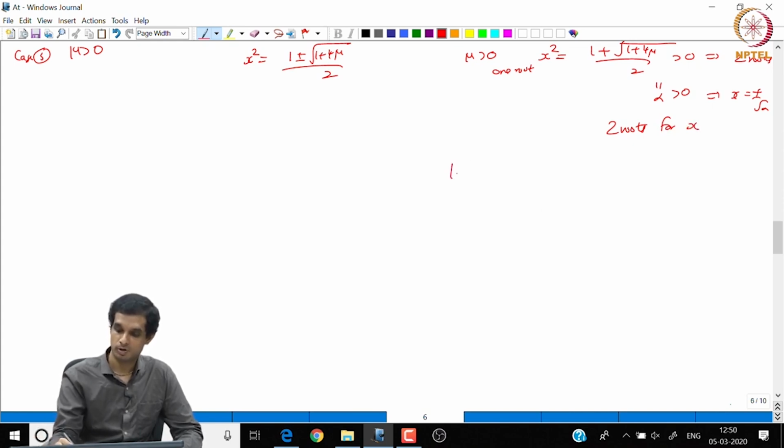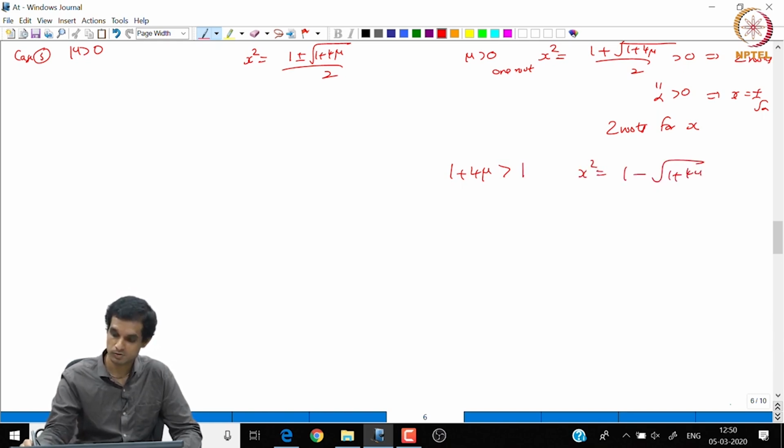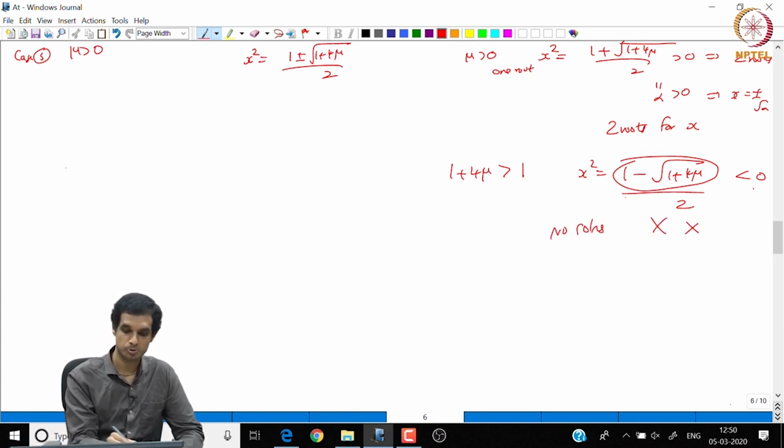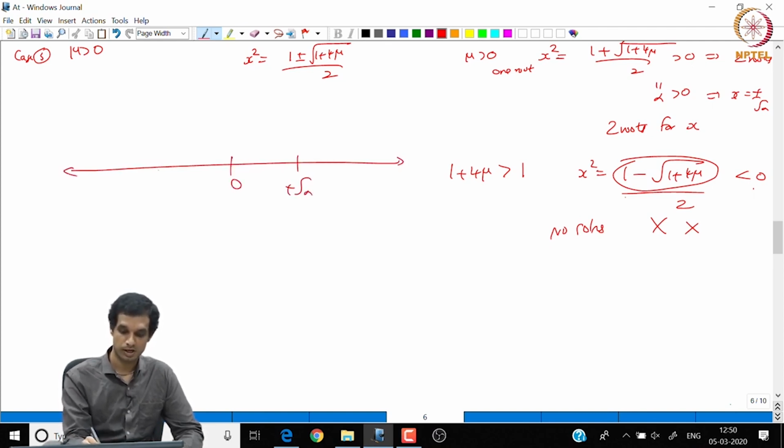But when mu is positive, 1 plus 4 mu is bigger than 1. So, for the other root, 1 minus root of 1 plus 4 mu by 2, this becomes negative because the square root of a number bigger than 1 is still bigger than 1, and 1 minus a number bigger than 1 is negative. So, x square equal to some negative number does not make sense. So, we have no solution for this. So, this has only 2 roots now. Apart from 0, you will only have plus root alpha and minus root alpha.